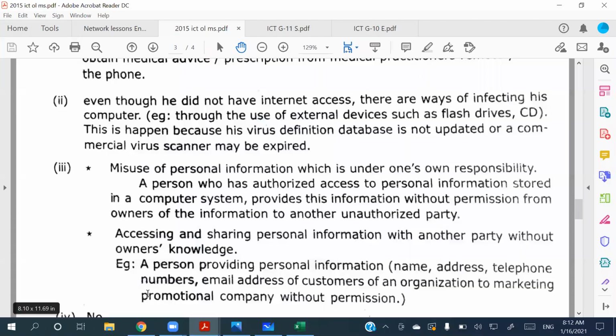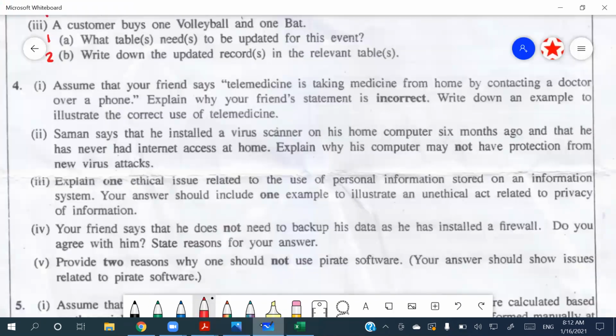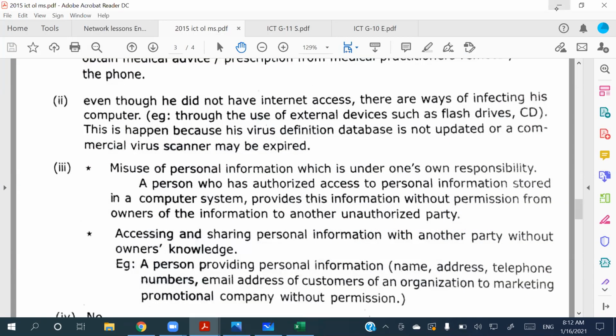So it says, even though he did not have internet access, there are ways of infecting his computer. Yes, again, through the use of external devices such as flash drives. This happens because the virus definition database is not updated or the commercial virus scanner may have expired. So they have talked about both scenarios, but in the question itself, you can talk about both, as well as about the virus guard not being updated.